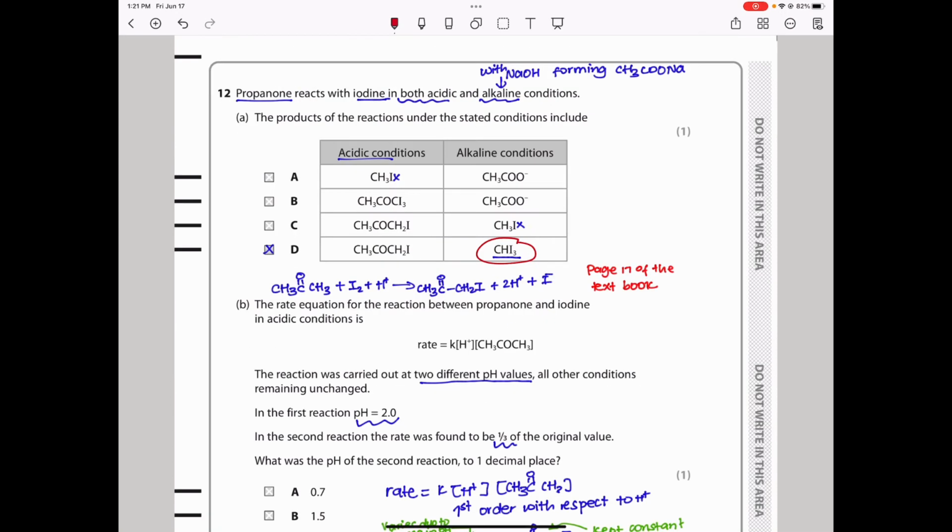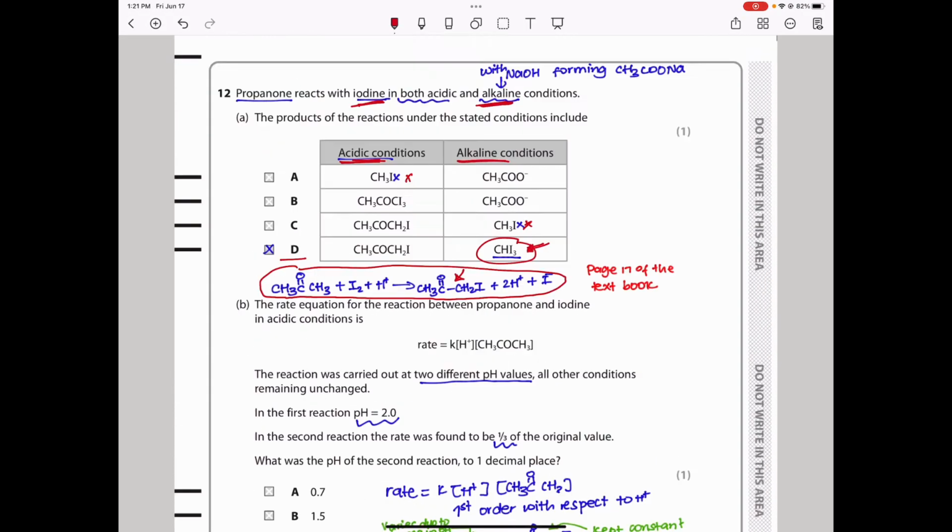Question 12: propanone reacts with iodine in both acidic and alkaline conditions. The products of this reaction under the stated conditions include the options below. Here we know that when it reacts in the presence of iodine, it's the iodoform reaction, and the product here is triiodomethane, basically. This is there to confuse, so those are out. They ask for the products of the reactions under the stated conditions. In acidic conditions, you have this reaction here. It's present in the unit 4 section of your textbook, and the product we see is actually that. And when it reacts in alkaline conditions, of course, we see the triiodomethane, so the answer should be D.